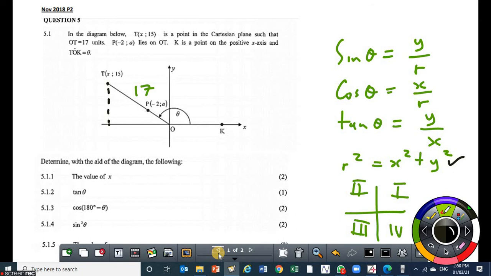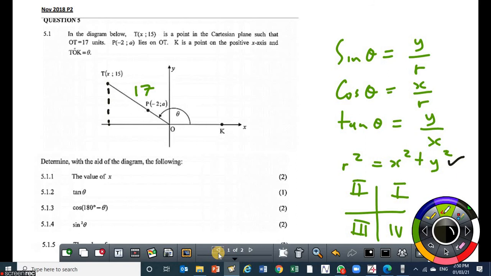What you need to know is that theta there, it is obtuse, but when you are using trigonometric ratios, we use theta as an acute angle. Now, every obtuse angle can be converted to an acute angle in trigonometry. Do you know that? Any angle which is more than 90 degrees can be converted to an acute angle.